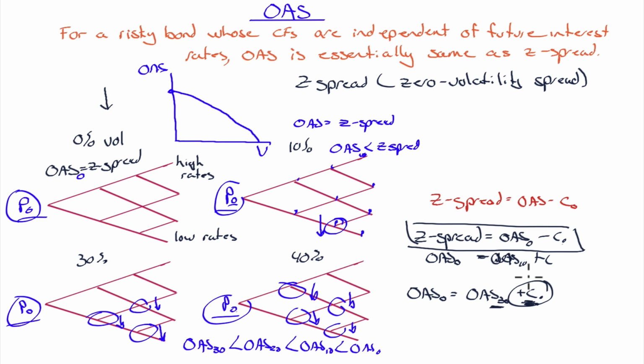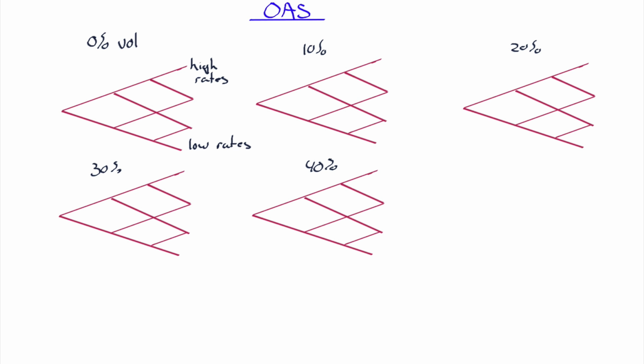Let's look at puts. All right, now we're going to do puts. And here's our tree again, high rates, low rates, and we observe a price in the marketplace for a particular bond. And that price in the marketplace is independent of the volatility. Only the option is dependent on the volatility. So at zero volatility, our OAS at zero volatility is the Z-spread. It would be the same thing as a Z-spread if we just calculated the Z-spread, because at zero volatility, that put's going to have no value.